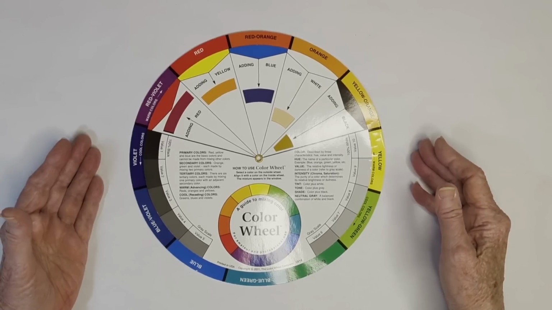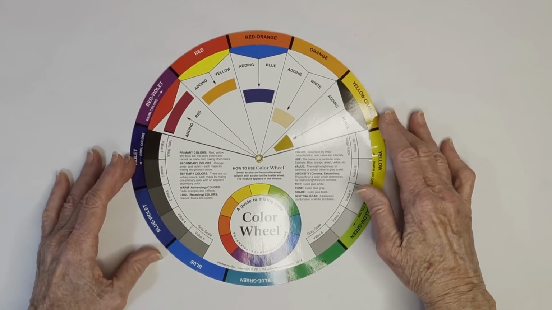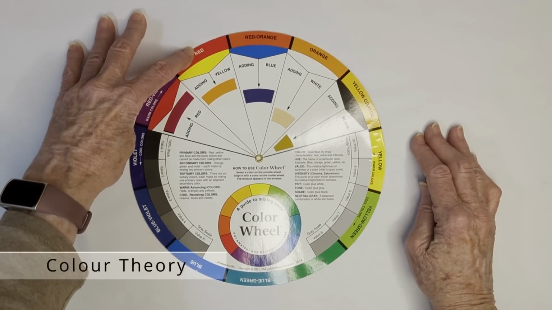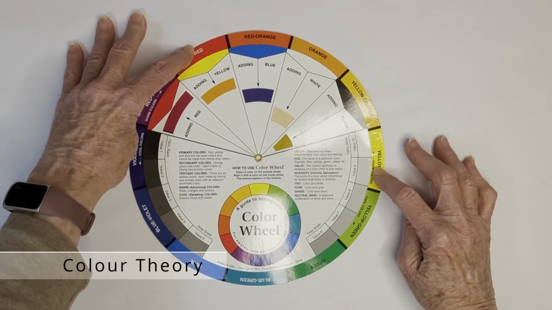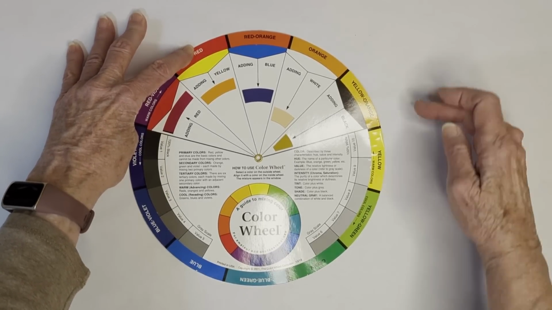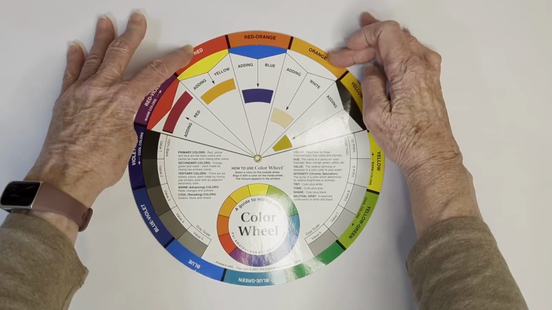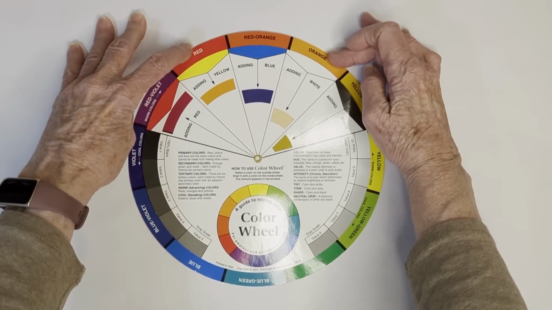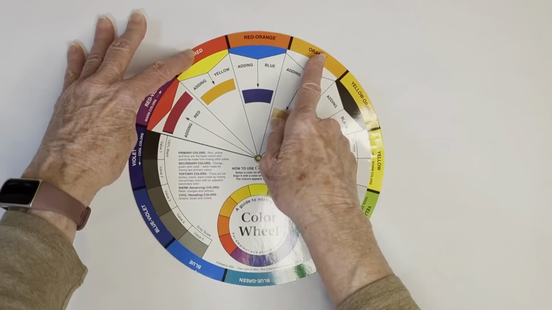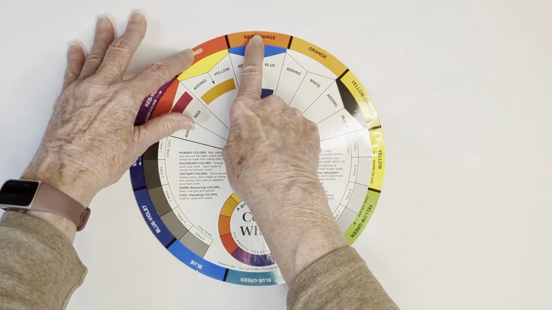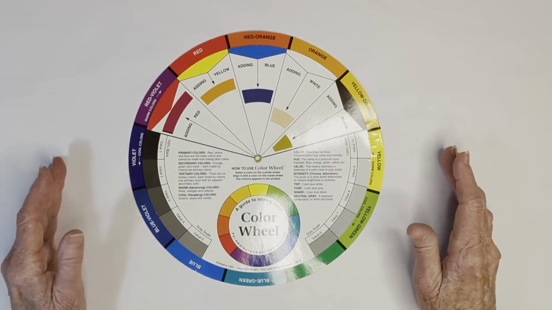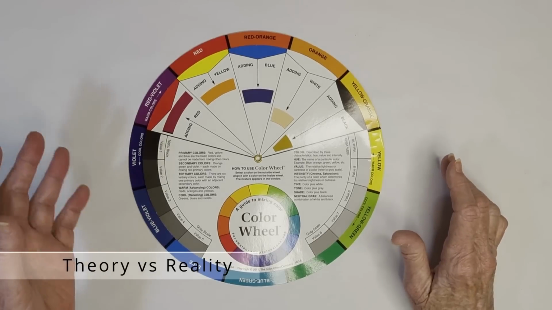The color wheel demonstrates color theory. You take two primary colors like red and yellow, and you mix them to get the secondary colors, like orange. Take a primary and a secondary, and you can mix that to get a tertiary color. But reality is a little bit different.